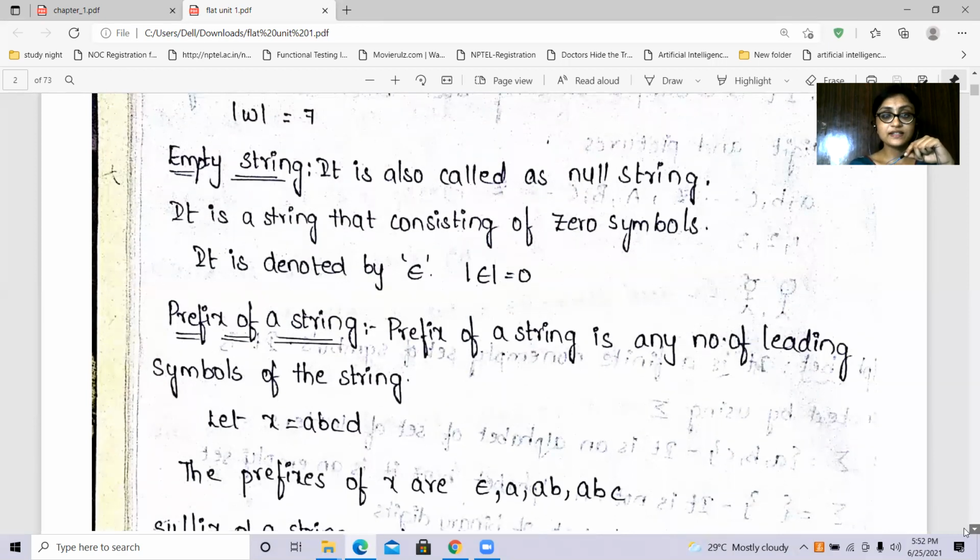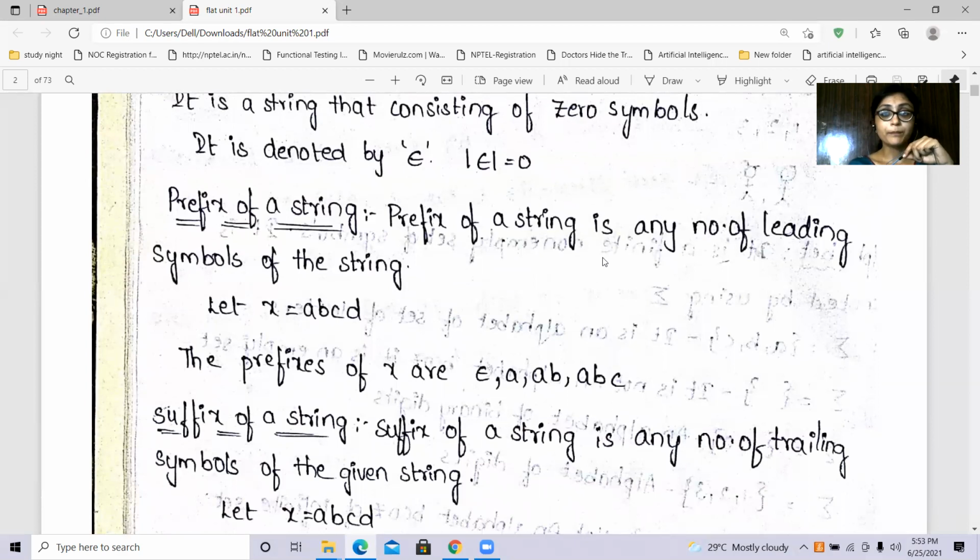And next, prefix of a string. Prefix of a string is any number of leading symbols of the string.